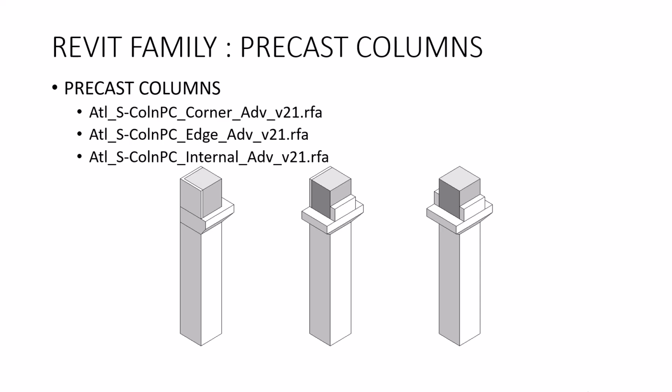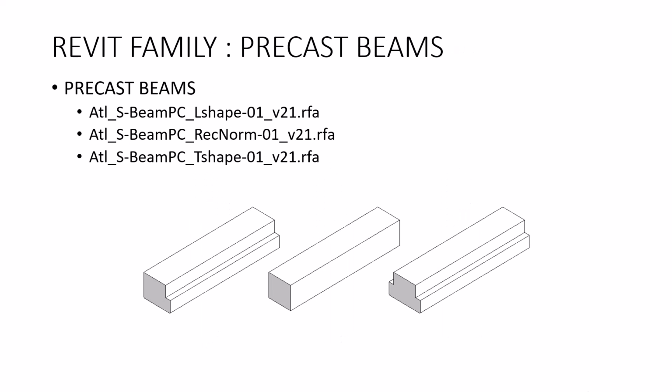So this is the precast column that I will be using for this process, and this is the precast beam. Coming to precast beam, we need to have the L shape, the inverse T shape and the normal rectangular beam as well. So these three beam types we will be using.